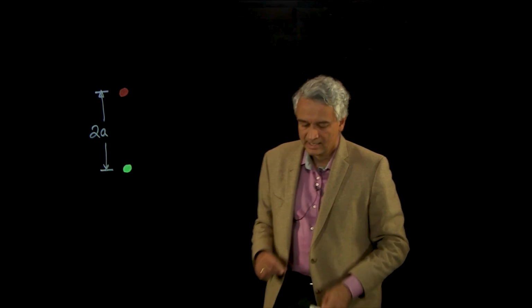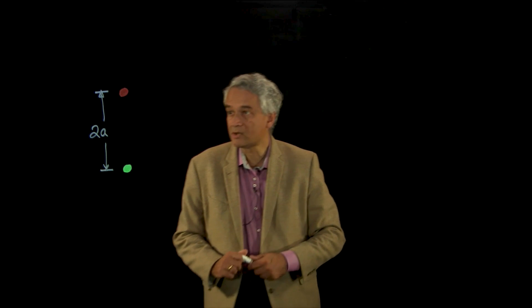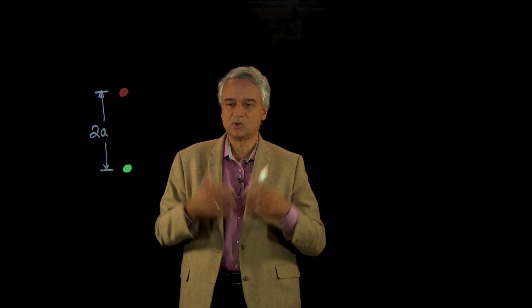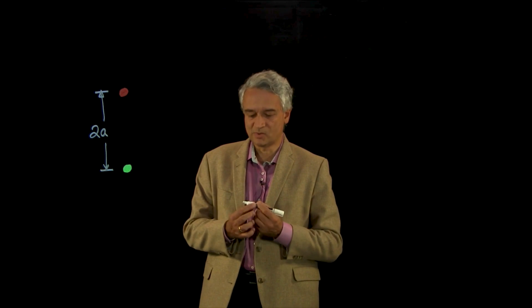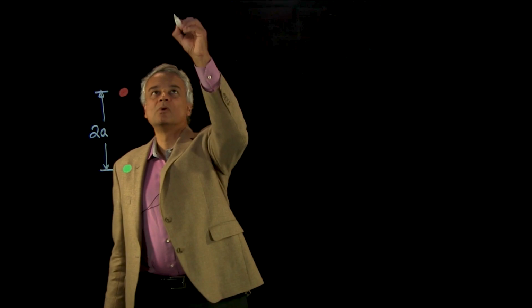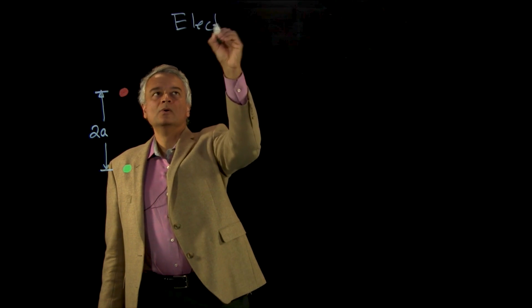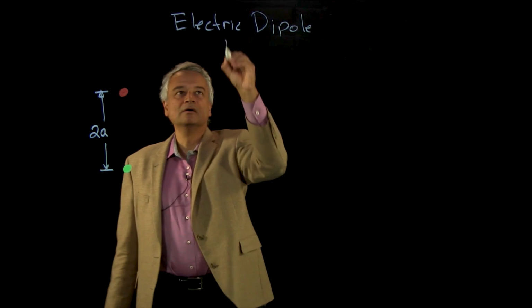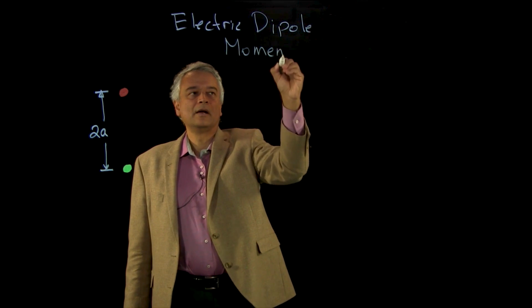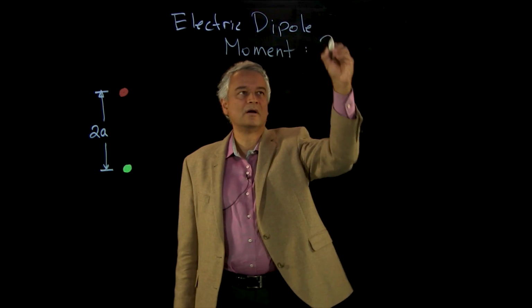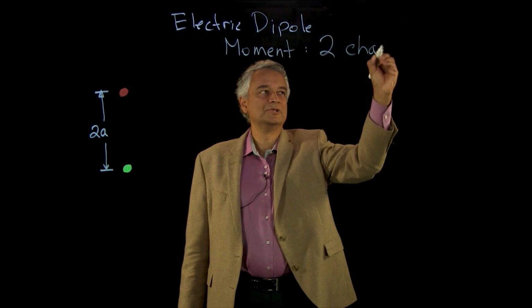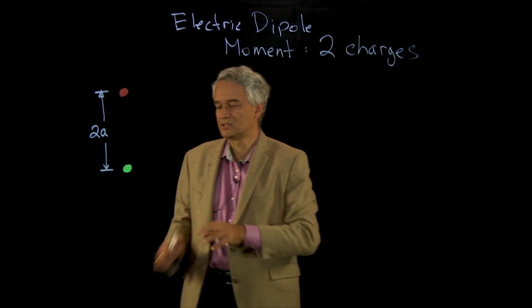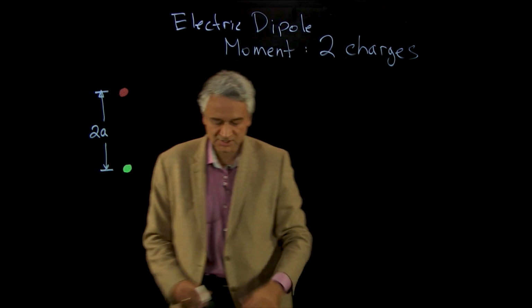And what I want to do now, as the first step towards doing a quantitative analysis of the physics of dipoles, how they move, what forces they feel, what torques they feel, is introduce a quantity called the electric dipole moment, which is a measure of the strength of a dipole. And I will introduce it in the context of the simplest possible arrangement of charges where there is a dipole moment, which is two charges, a negative charge and a positive charge.